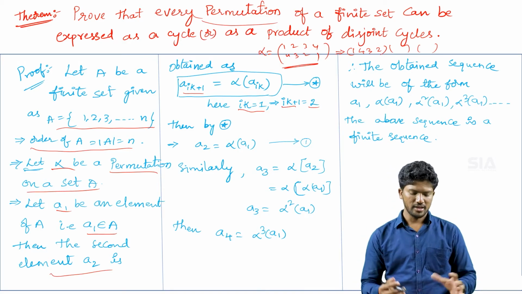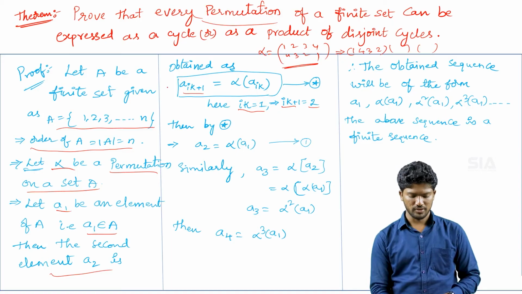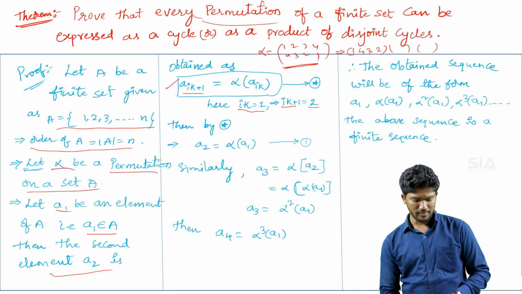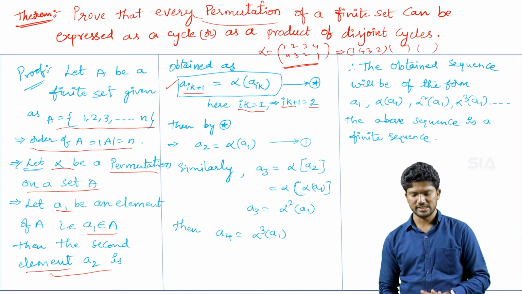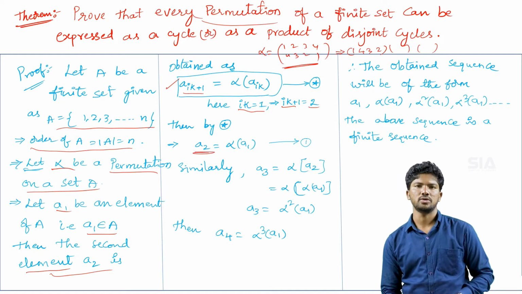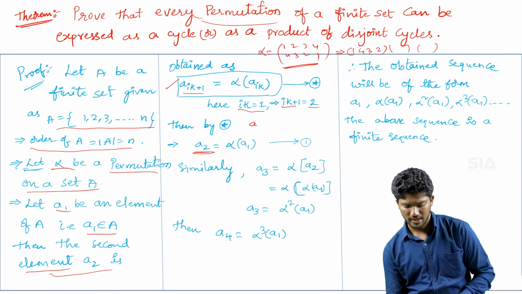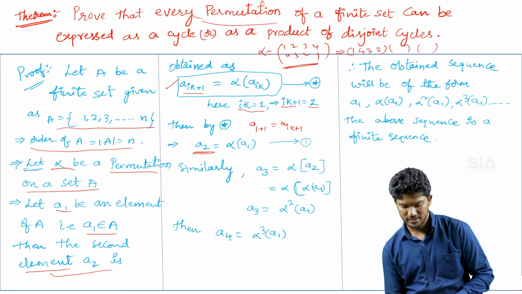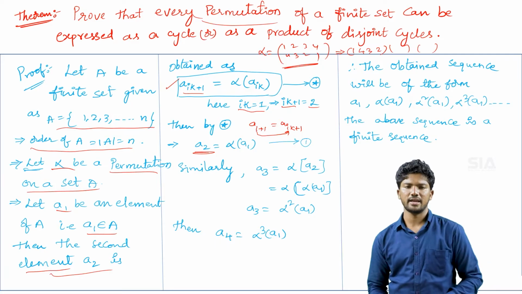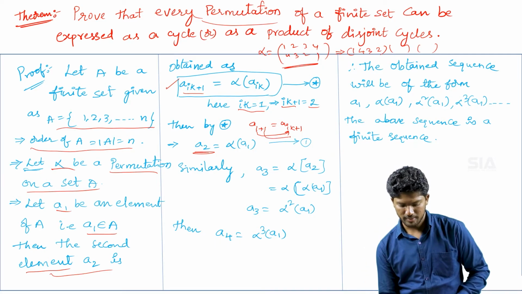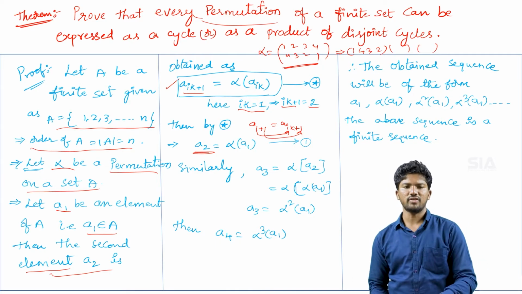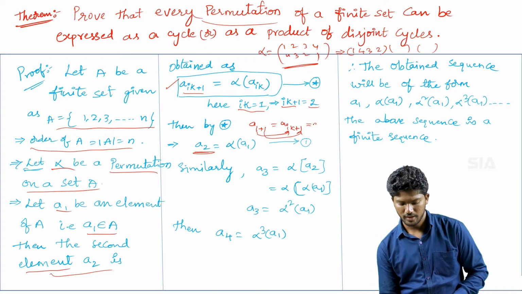Then by equation star, that is only from this equation, the second element is obtained. The second element is a2. According to this formula, a2 you can write as a suffix i(k+1). This 1 represents i suffix k plus 1, and this one represents this one. So a1's image, the second element, is a2. a2 is equal to alpha of a1.